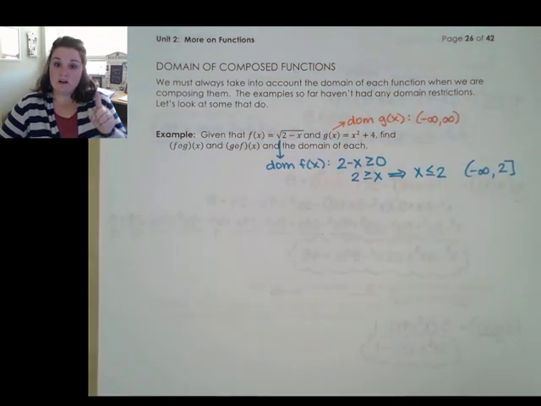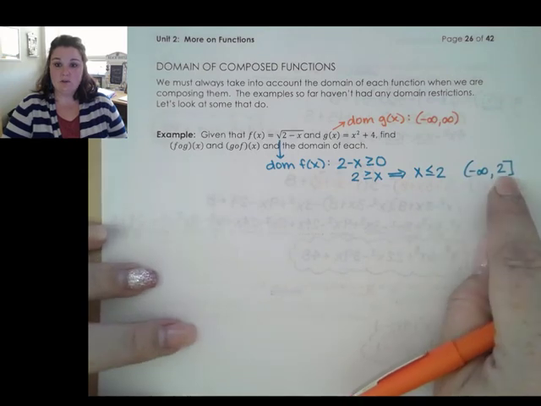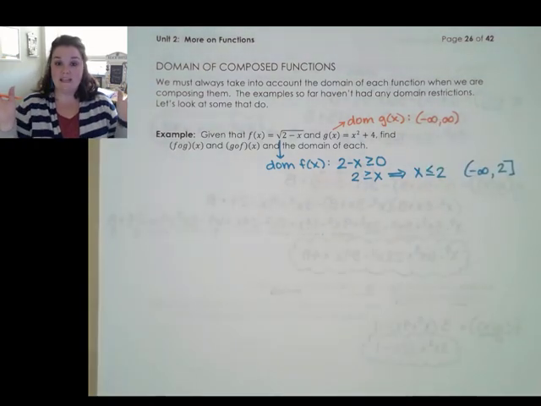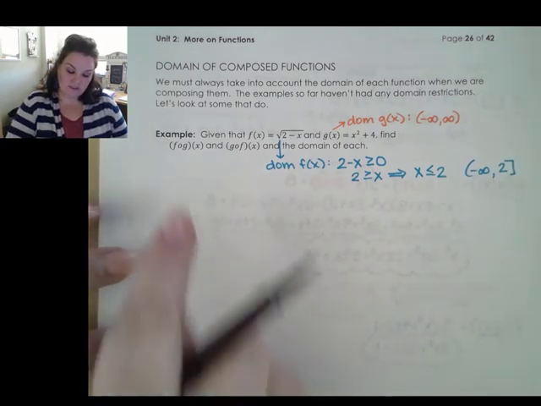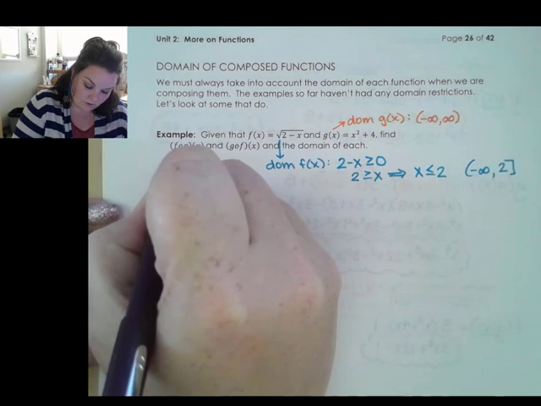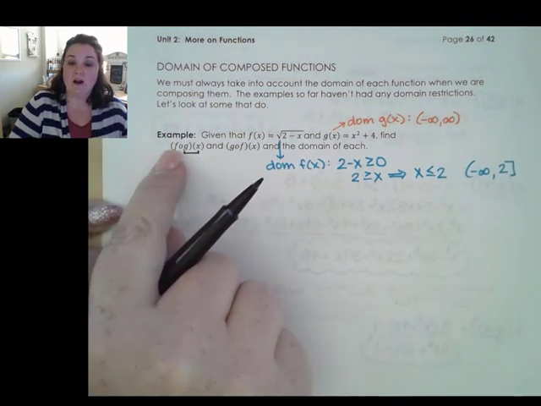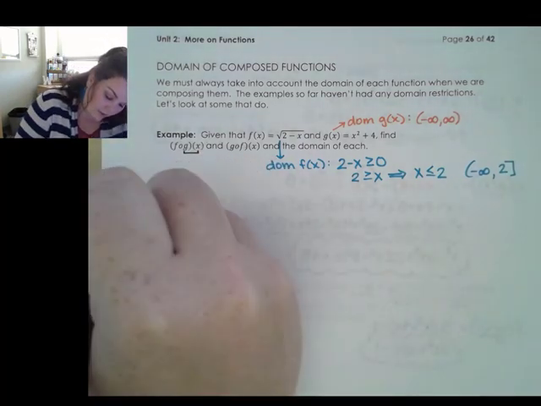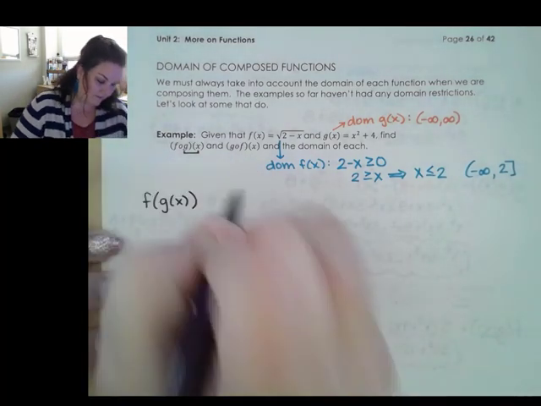Okay, so we have one function that we can only plug in from negative infinity to 2, and we have one function that we can plug anything into. So we're going to go ahead and keep that in mind as we're coming up with our new composition functions. So the new composition functions they want us to find are f composed with g of x. So notice here we're going to be plugging our g of x function into our f function. So I'm going to go ahead and write, this looks like f composed of g of x.